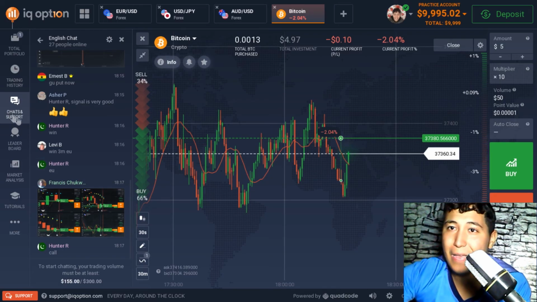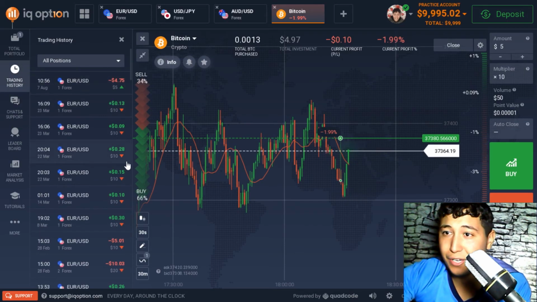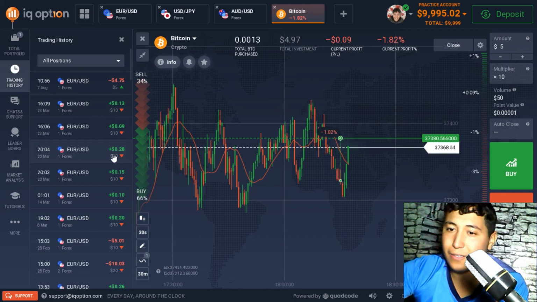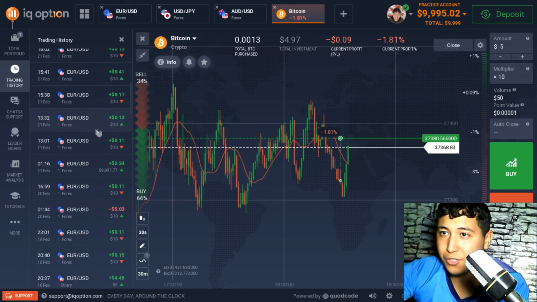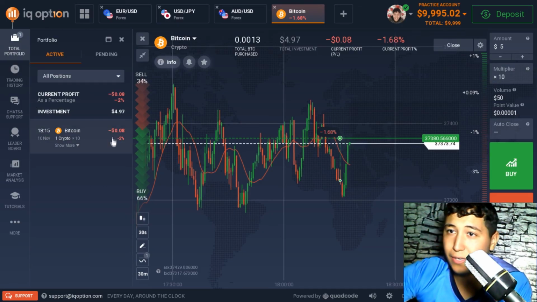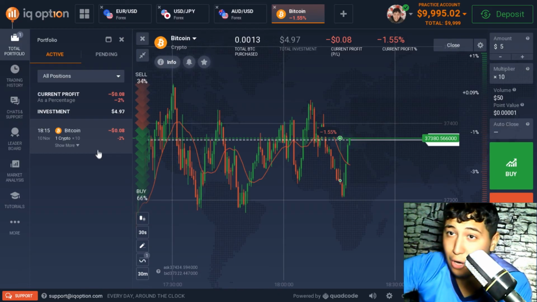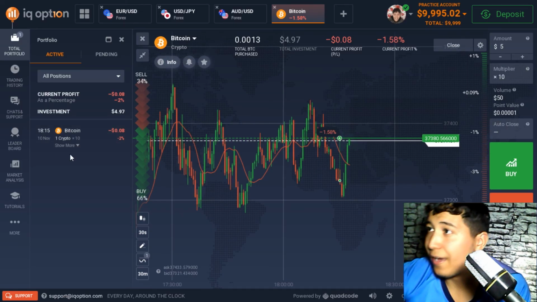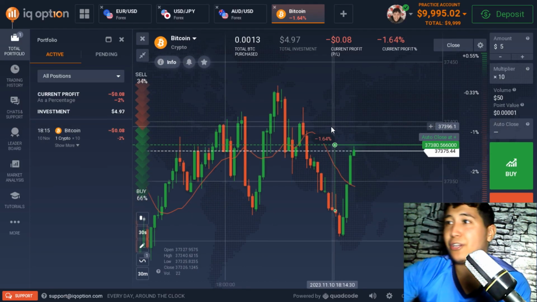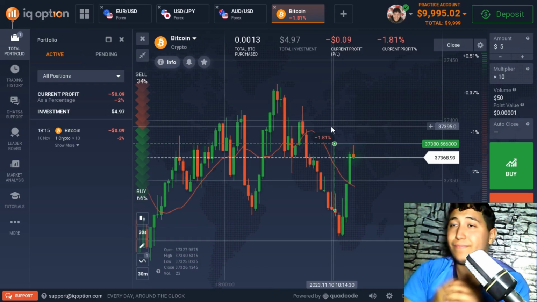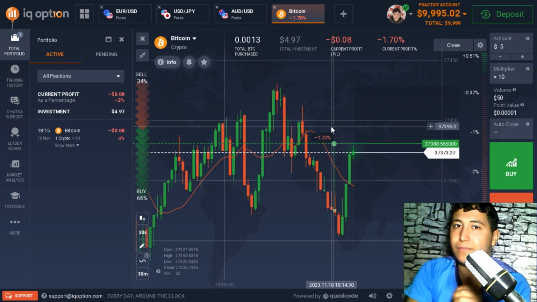For example, what you did in the last 12 hours, the trading you just did, stuff like that. And here you've got the total profit, the current profit that you're making, or the current investment that you're investing. This is pretty much everything about IQ Option. Hope you guys get the idea of binary options, or trading, I would call it.